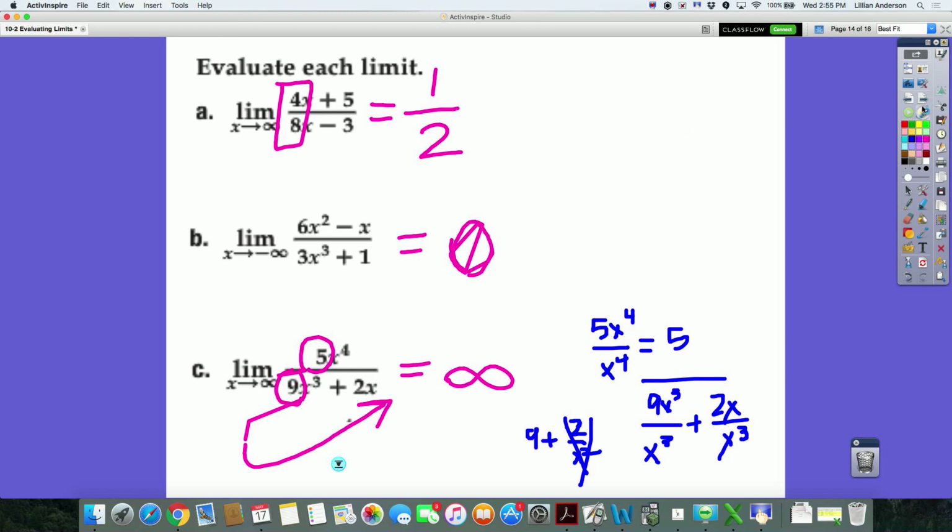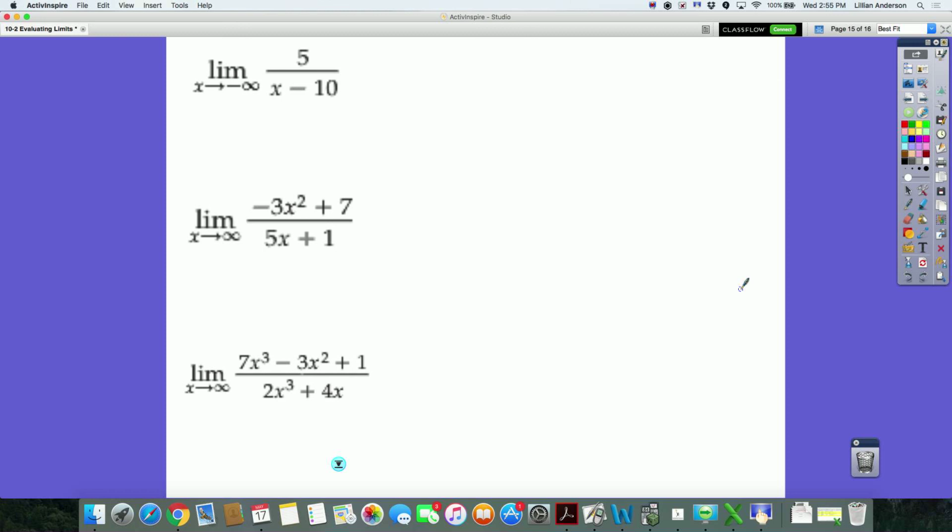Okay. I want you guys to look at these. You don't necessarily have to write them down, but I want you to try to do these real quick, okay? All right, so you're trying to determine the limit as x approaches either negative infinity or positive infinity. It doesn't matter. It's infinity. What's the answer for the first one? Zero. Very good. The second one? No, it approaches something. Negative infinity. Very good. And the last one?